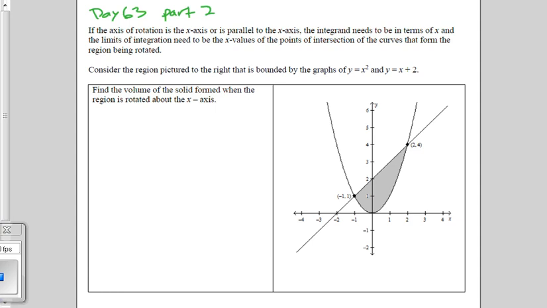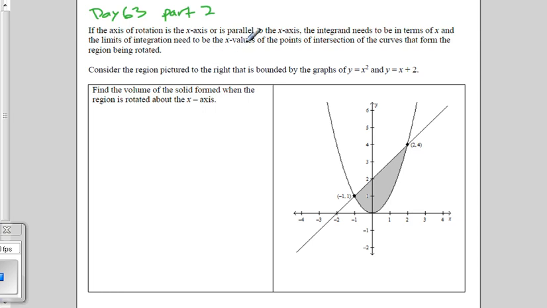So we got calculus, unit 7, day 63, part 2. If the axis of rotation is the x-axis or is parallel to the x-axis, the integrand needs to be in terms of x, and the limits of integration need to be the x values of the points of intersection of the curves that form the region being rotated. So it's just, we want it in terms of y equals.